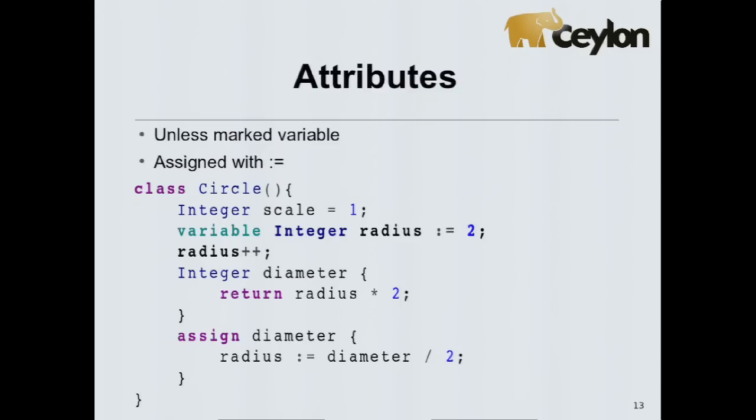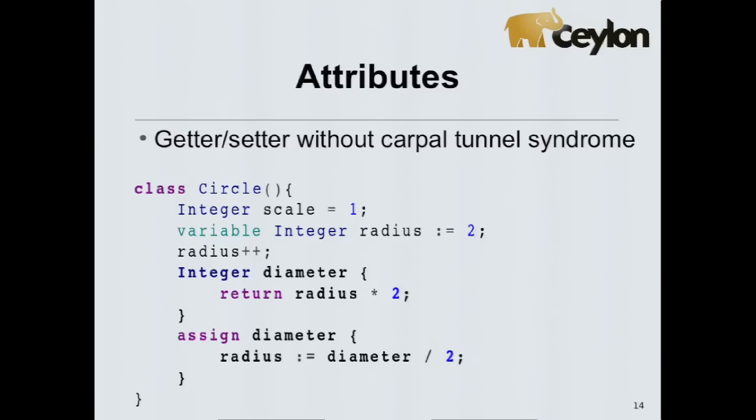And of course, if you want to customize the code of the getters and the setters, then you can do that. That's the minor case. The interesting case is really integer scale, which is the immutable attribute, and the other one, the variable one.